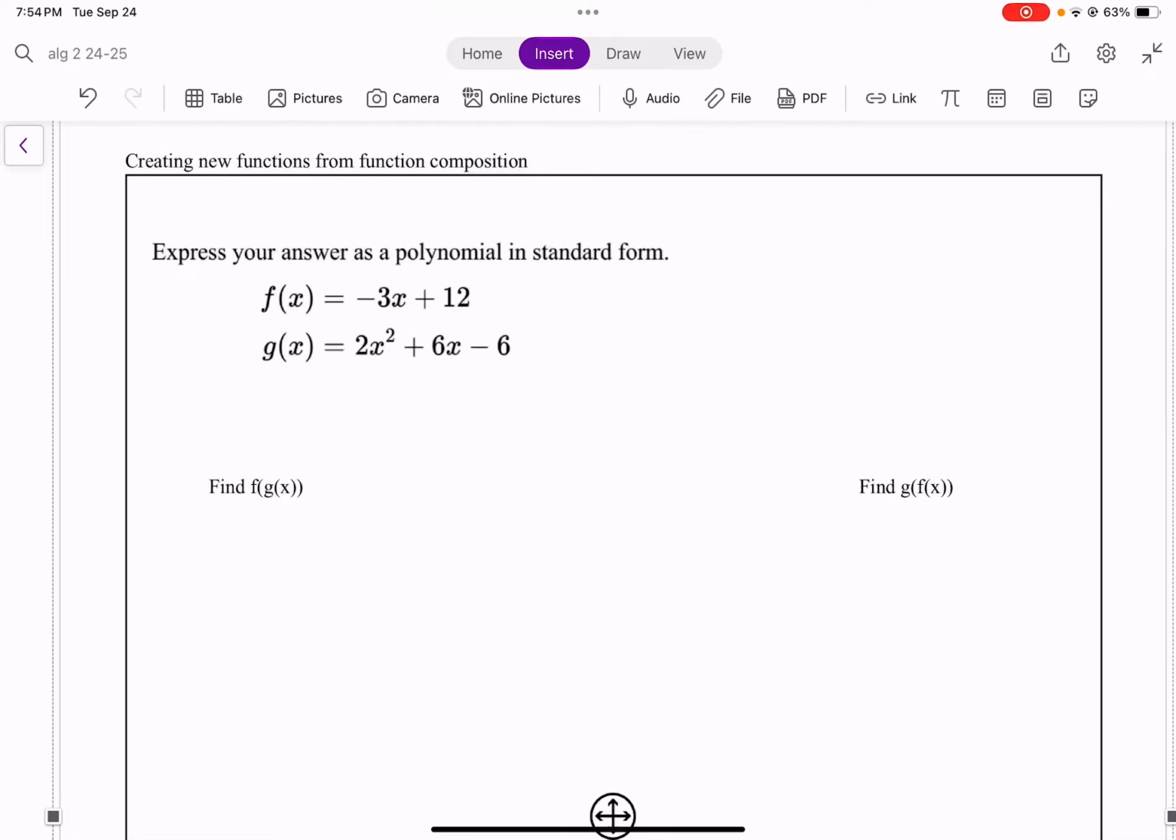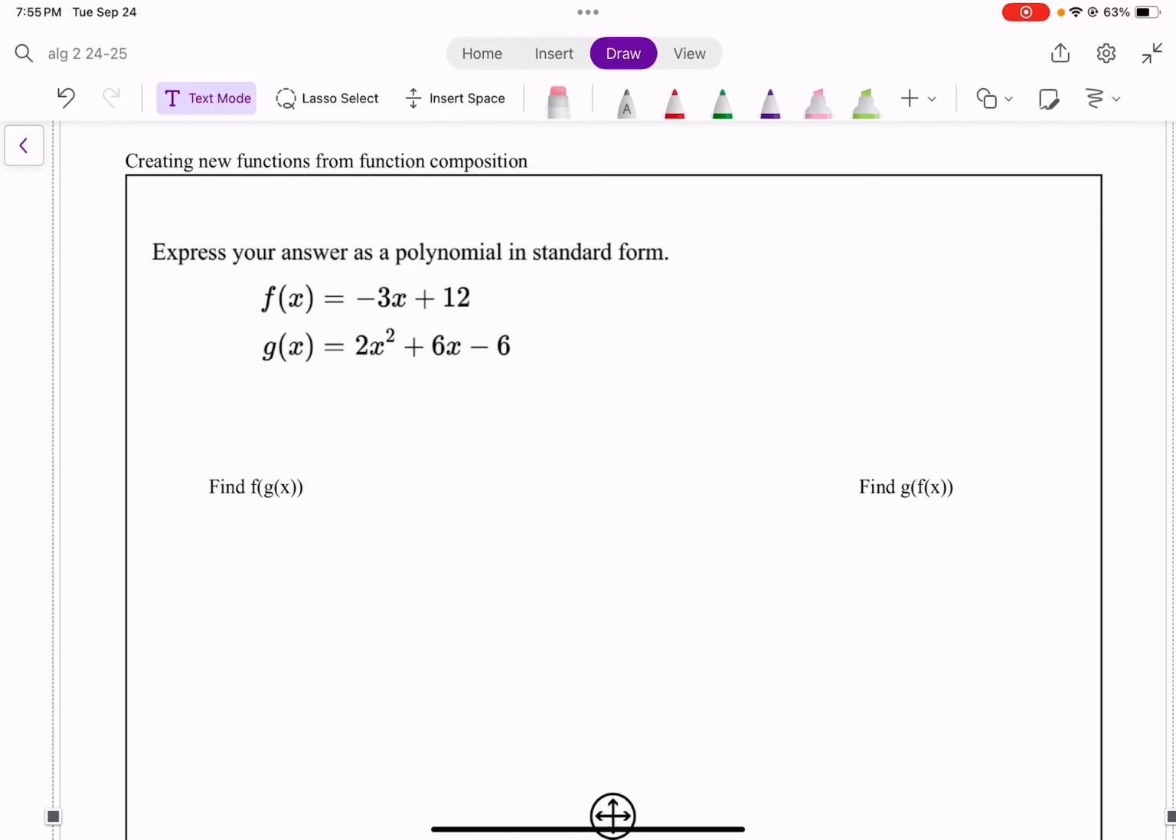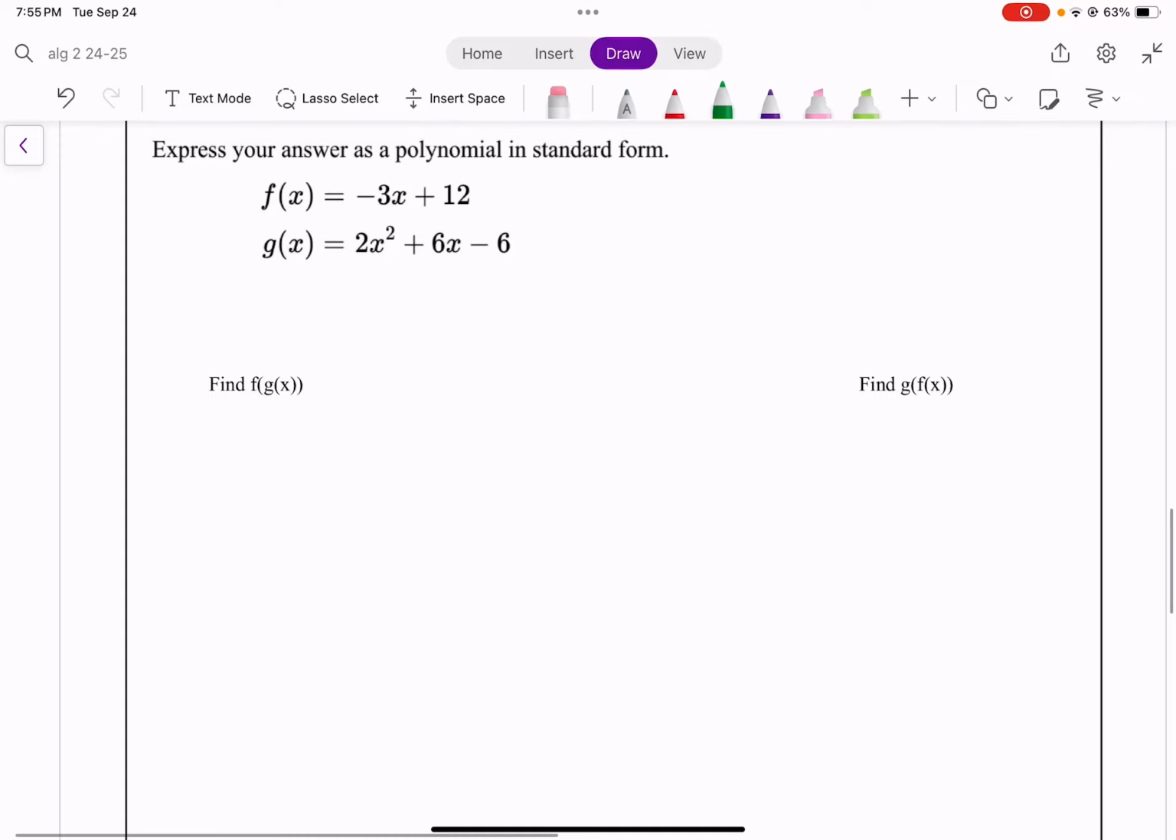So through function composition, we can also just create new functions, right? Instead of getting a numerical answer, we can also get a new equation. Let's say we're given that f of x is negative 3x plus 12, and g of x is 2x squared plus 6x minus 6. And now we're trying to find f of g of x.